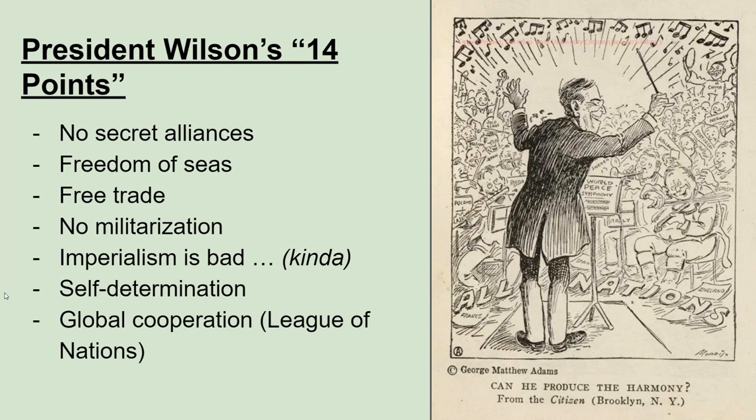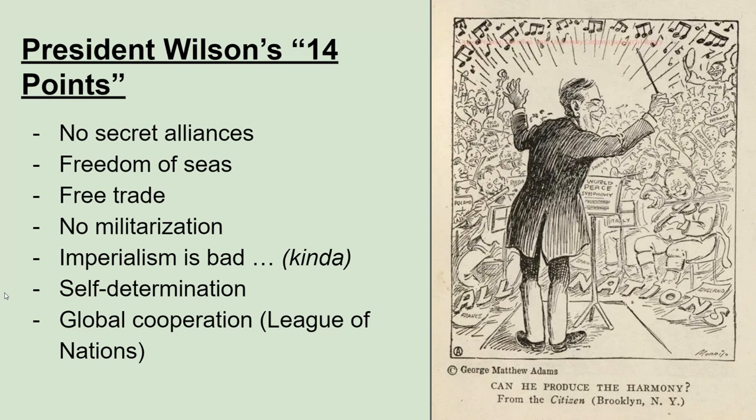But essentially the 14 points lays out some basic things. No secret alliances, because that was a big cause of World War One in Europe. Freedom of the seas, which of course was a big reason why the U.S. got involved in the war. Supporting free trade, which he believes would be beneficial, and we'll talk more about this with World War II. It'd be more beneficial if countries that trade together will not fight. Preventing militarization of countries, which was a big cause of the war in Europe.